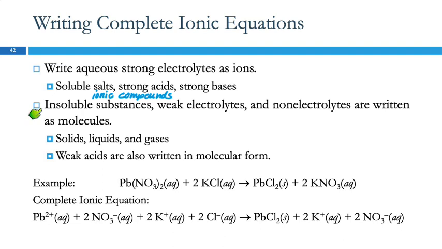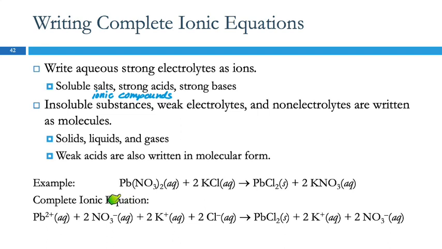Any insoluble substances, any weak electrolytes or non-electrolytes we'll write as molecules. So solids, liquids, and gases are not aqueous. They're not separated into ions. And so if you see solid, liquid, or gas as the phase or state symbol, you just write the whole molecule. Weak acids will be written with an AQ, but we have to understand that weak acids only ionize a little bit, and so we're going to represent what they mostly are, which is molecules.